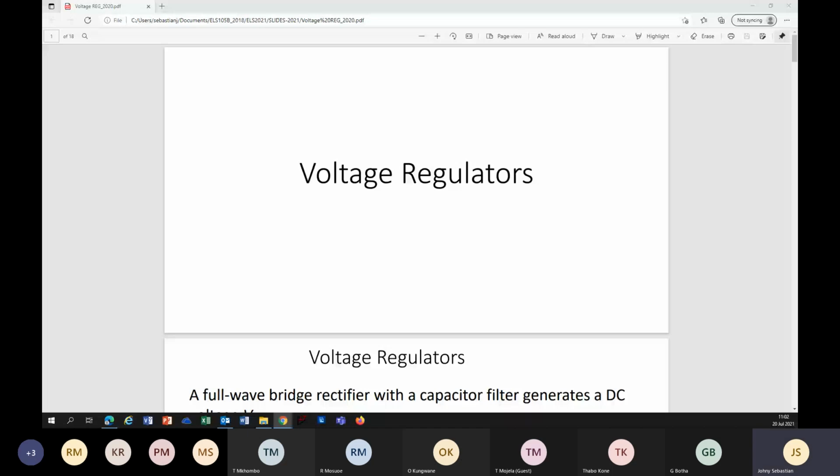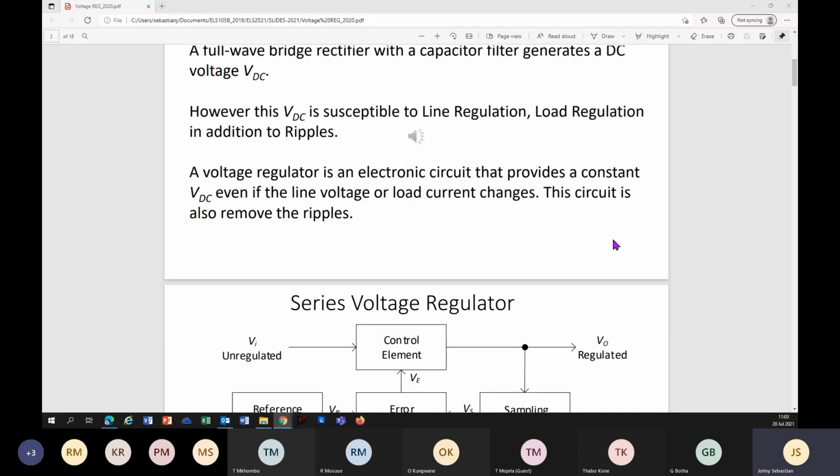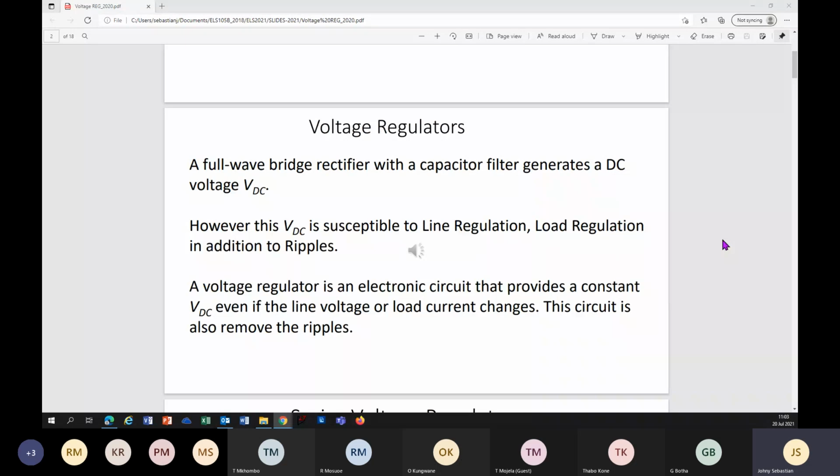Okay, voltage regulators. Remember, we started the first part of the voltage regulator. We already did it, but we are going to revisit it just to recap on what is done. A voltage regulator. Okay, sorry. Let's try to recap on power supplies.